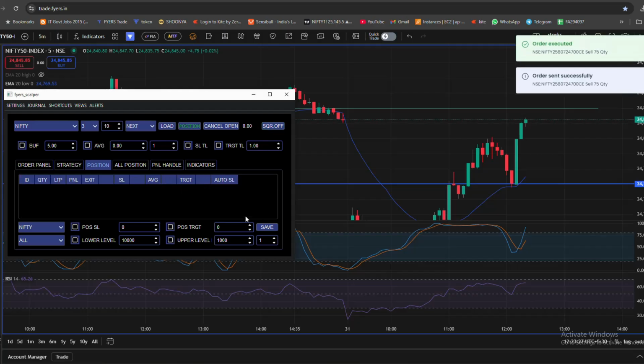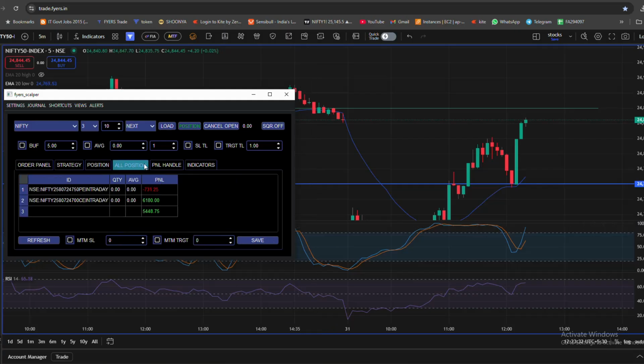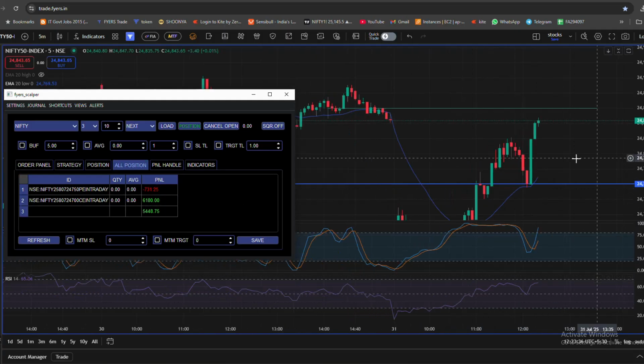I exit the order because the premium is not moving much. I hope you understand how to place orders quickly using this EMA scalping.